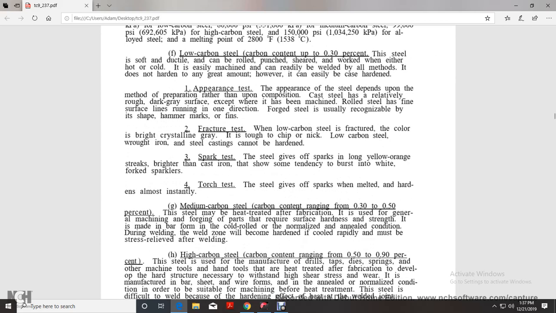Fracture test: low carbon steel fracture is a bright color, while brittle crystalline gray indicates toughness. With a chip or nick test, low carbon steel shows bright iron. Raw iron and steel castings cannot be hardened.